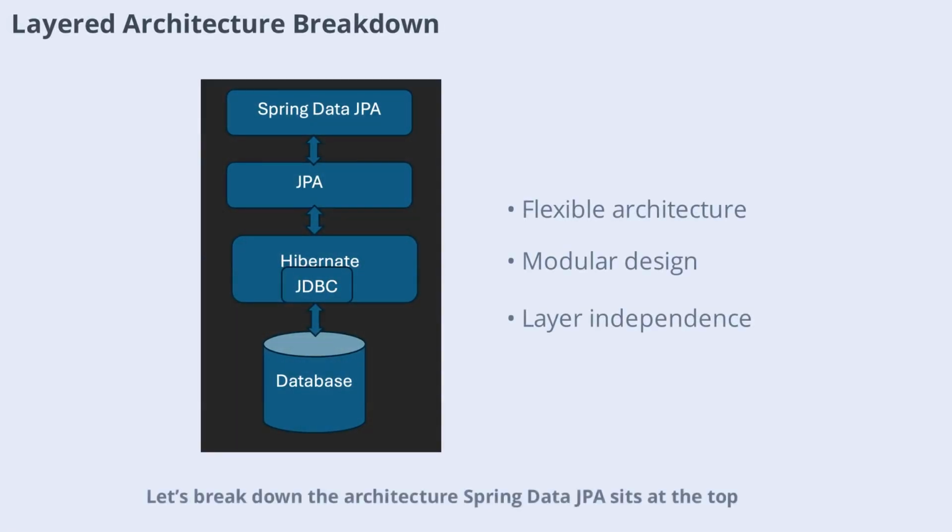Let's break down the architecture. Spring Data JPA sits at the top, providing the simplest interface for developers. Beneath it, JPA defines the standard for ORM. Hibernate, as a JPA provider, implements these standards and handles the actual database operations. Finally, the database stores the data. This layered approach allows flexibility and modularity, letting you swap out implementations or use layers independently as needed.